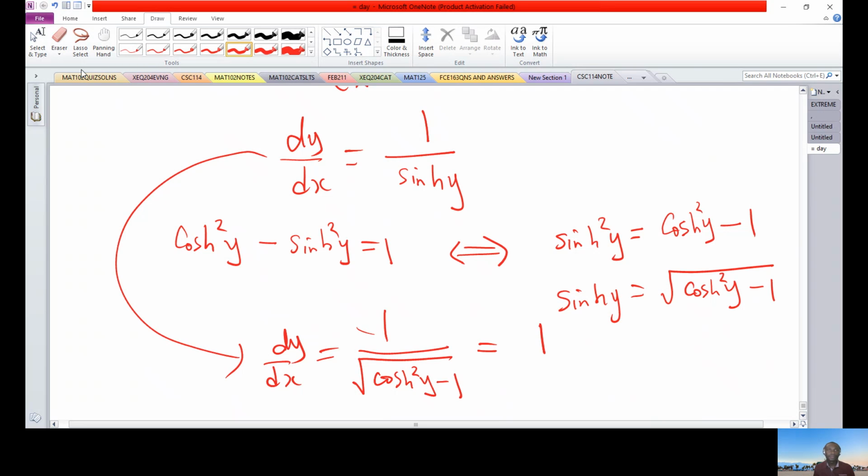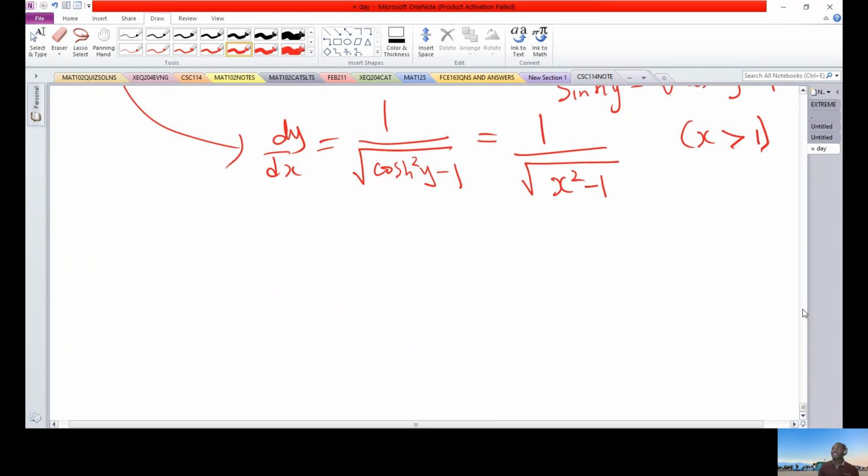Which will be given by the square root of x squared minus 1. And then you give the condition that this x must be greater than 1 for this fraction to be defined. So therefore, that's the solution for the derivative of the inverse of hyperbolic cosine of x.